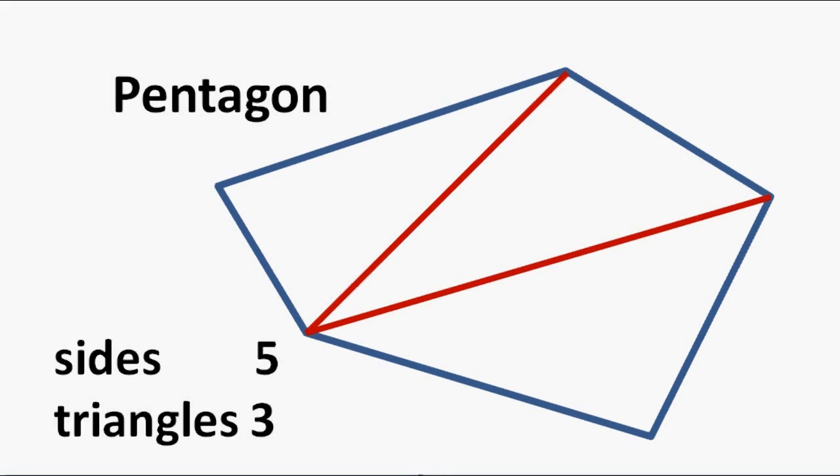Now, let us try to understand the relation between the interior angles of the various triangles and the pentagon. We want to know what is the sum of the interior angles of the pentagon, which is the sum of this angle, this angle, this angle, this angle, and this one. Since we have a pentagon, it has five angles: 1, 2, 3, 4, and 5.